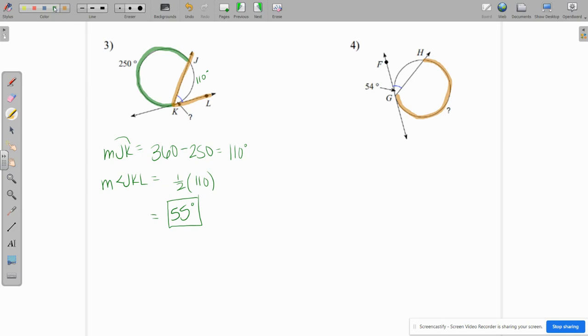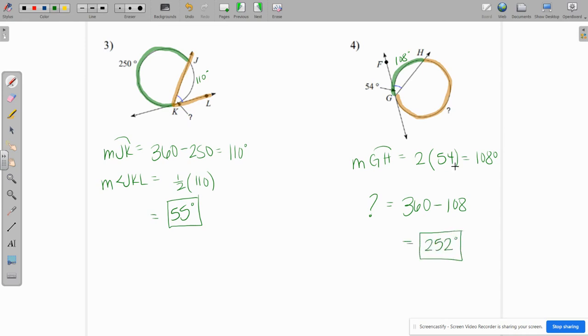So let's first talk about what this arc measure GH would be. I know that the measure of arc GH should be 2 times the measure of this angle FGH. So 2 times 54 degrees is 108 degrees. So this arc GH being 108 degrees, we can find our question mark there by taking 360 degrees all the way around the circle and subtracting 108 degrees. So our answer there would be 252 degrees for that missing major arc measurement there.